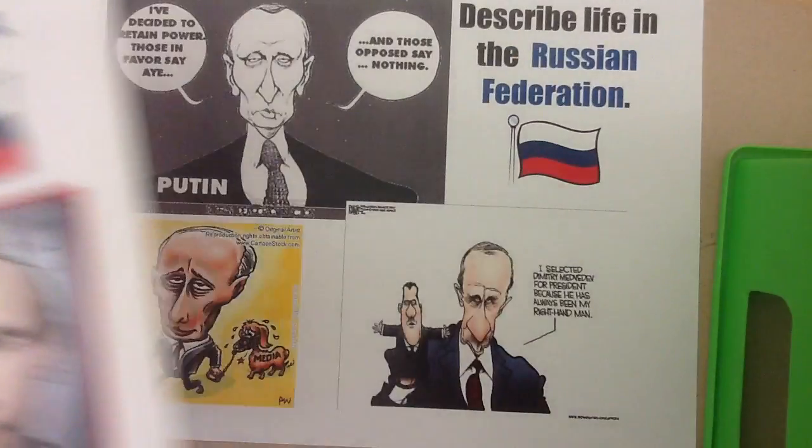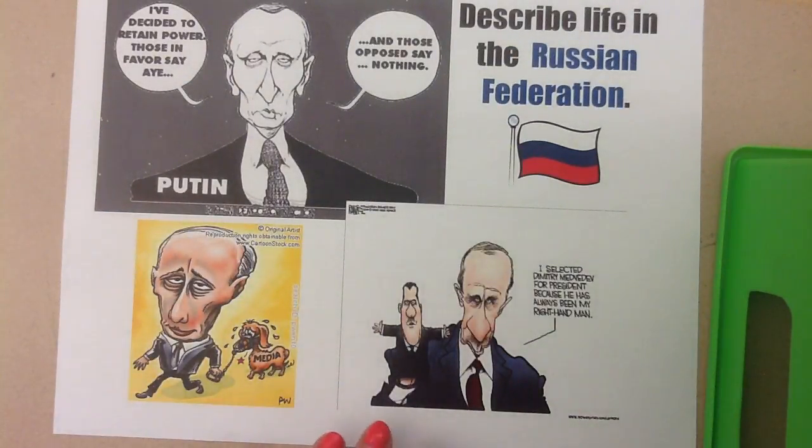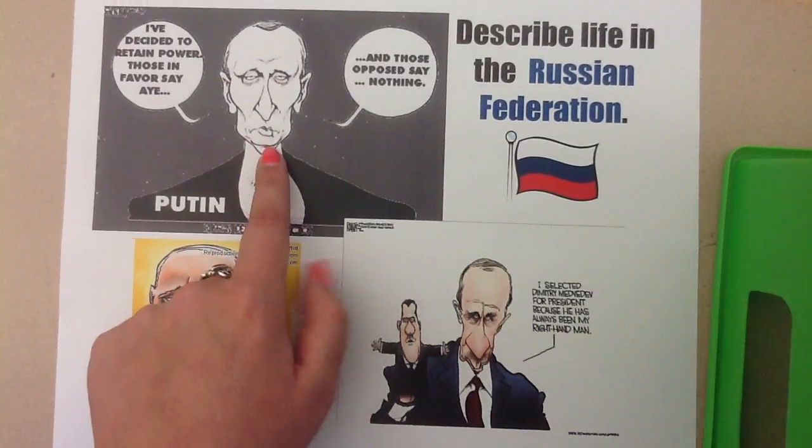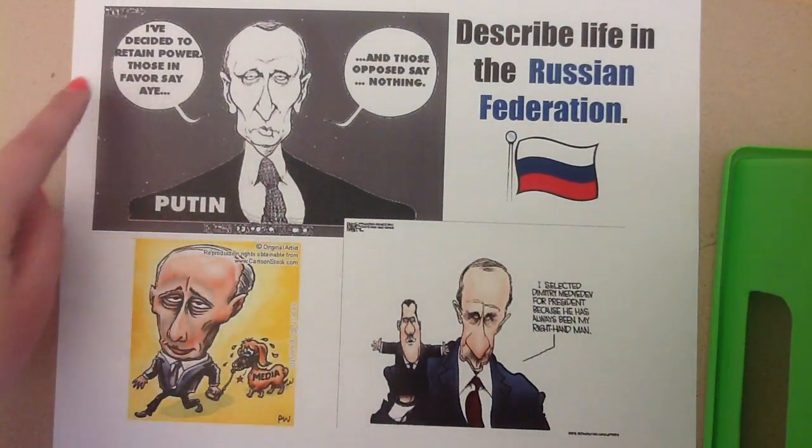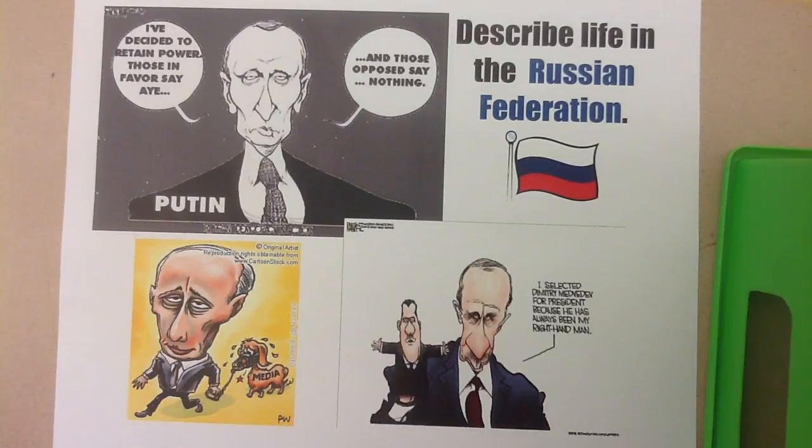Let's take a look at some more pictures. These are actually not photographs. These are what we call political cartoons. And there's Putin being shown in this cartoon. It says, "I've decided to retain power. Those in favor say aye, and those opposed say nothing." So underneath Stalin, anybody who spoke out against him was sent to those prisons. In a democratic government, you would think that wouldn't be the case. You would think it would be much easier, or even allowed, for you to say things against the government as long as you didn't do anything harmful. But these cartoons are indicating that Putin does not let people speak out against him. So that's part of the struggle towards democracy.